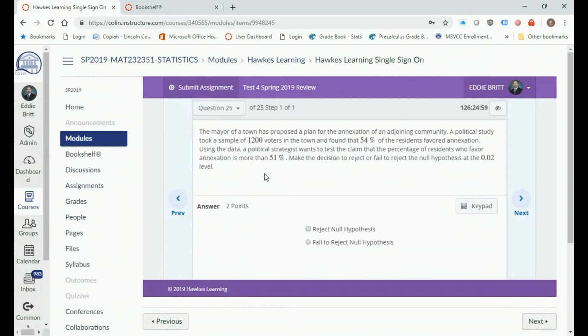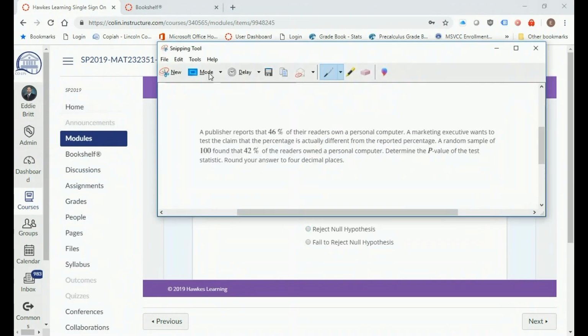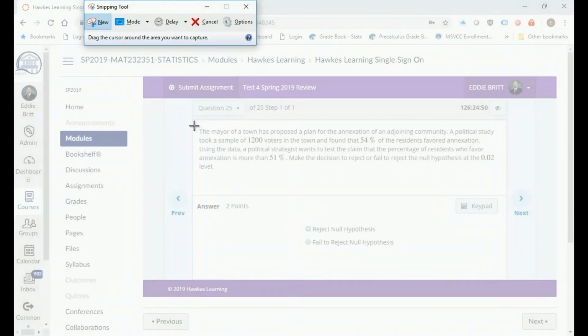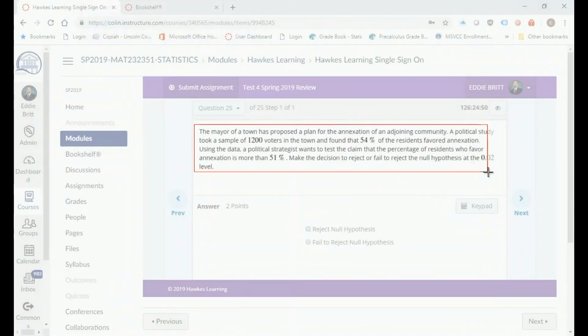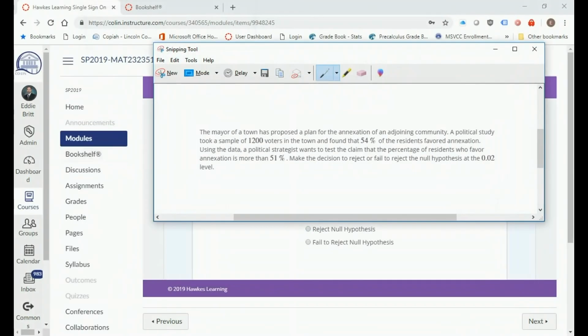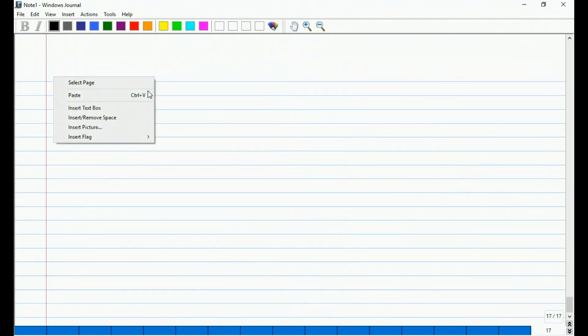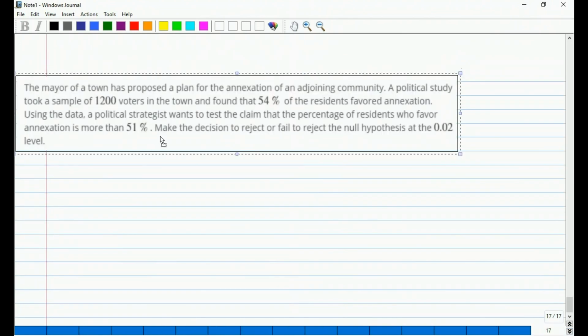All right, now the last problem of the test. This is the real deal, the whole thing. We either reject or fail to reject the null hypothesis. There really should have been about 10 of these on the test, but I decided just to put one. We could do the classical or the p-value method. I prefer the classical method over the p-value method.